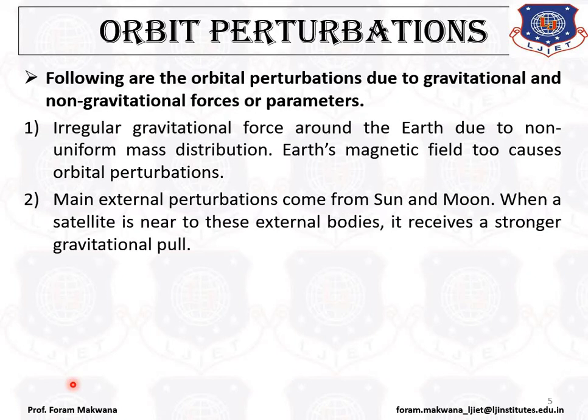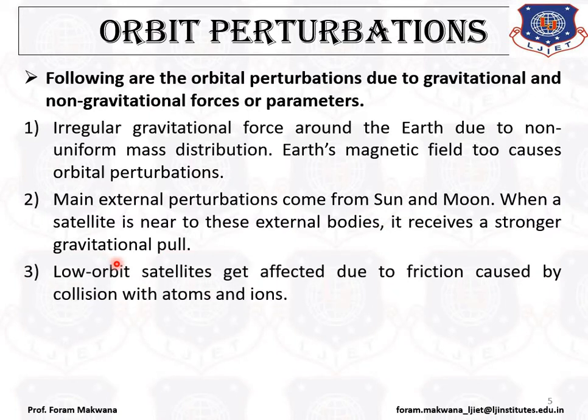Second is the main external perturbations come from the sun and the moon. As we know that a satellite is moving around the earth and the earth is moving around the sun. So gravitational force of sun also impacts the satellite. So when satellite is nearer to this external body, it receives a stronger gravitational pull.